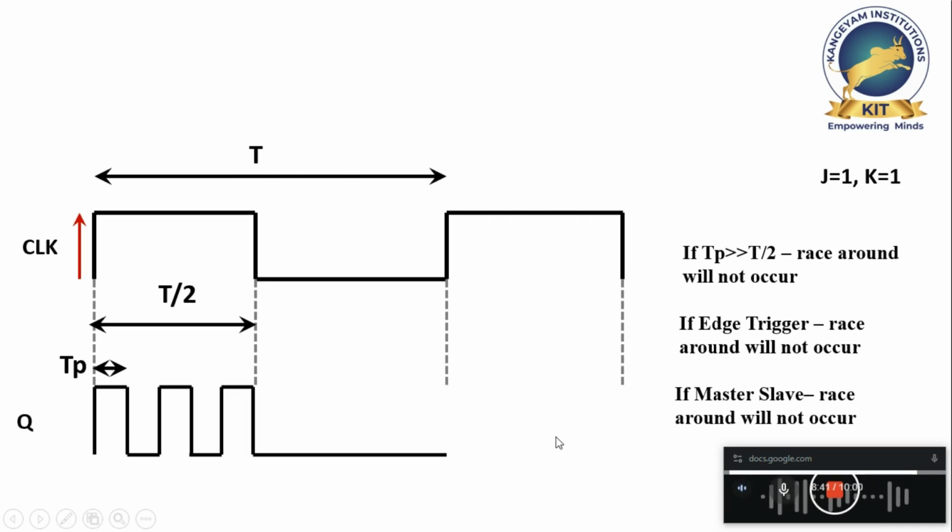Next topic we are going to see about master slave and how the JK flip-flop works in master slave, and how that race around condition gets eliminated. These things will be seen in the next topic.